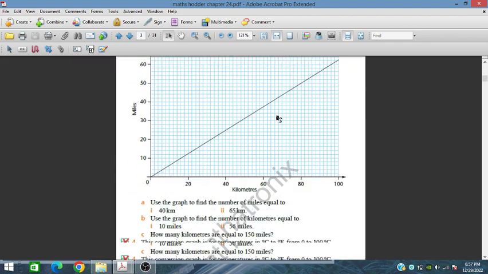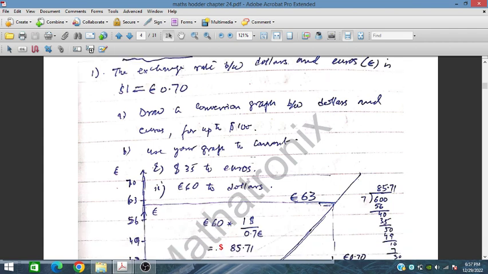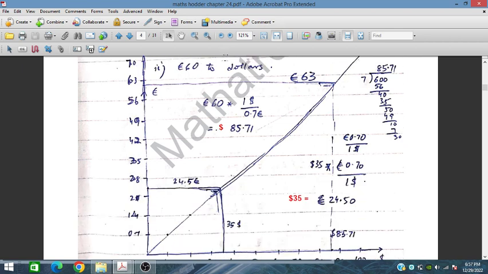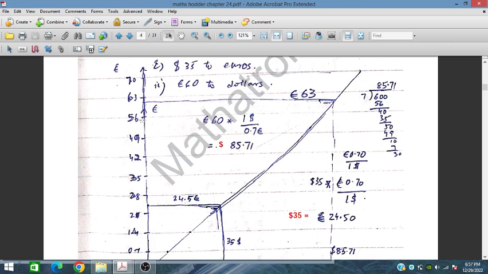So let's start this first question. The exchange rate between the dollar and euro is $1 is equivalent to 0.70 euros. So draw a conversion graph between dollars and euros for up to $100. Use your graph to convert. Using this graph, we will have to convert $35 to euros and 60 euros to dollars. So we have drawn this graph from 0 to $100 on the x-axis and euros on the y-axis.